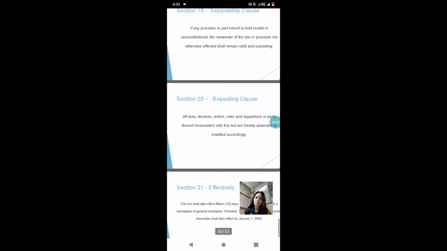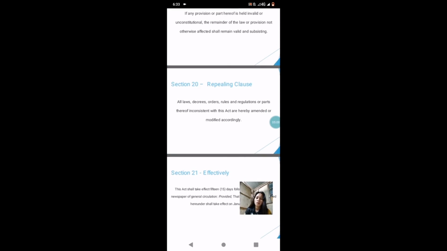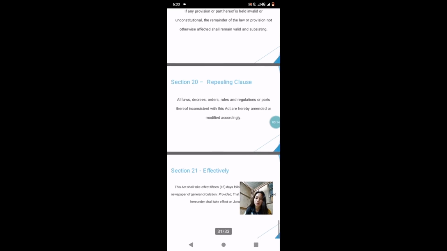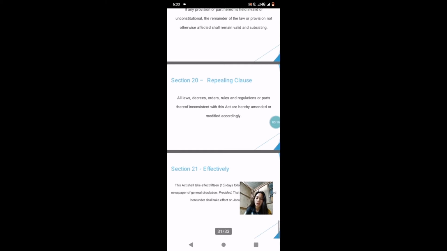Section 20, Repealing Clause. All laws, decrees, orders, rules, and regulations, or parts thereof inconsistent with this Act are hereby amended or modified accordingly. So under this Section 20 Repealing Clause, the rules, laws, and regulations have minor changes and improvements.